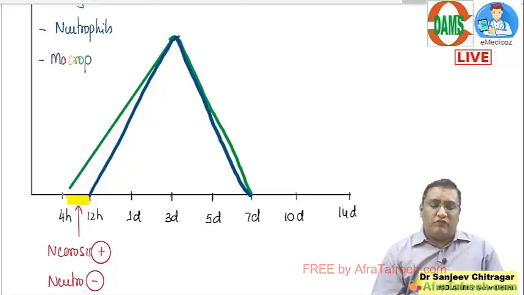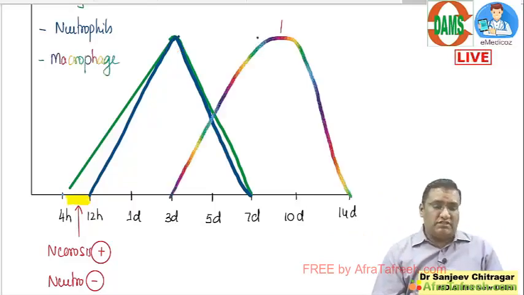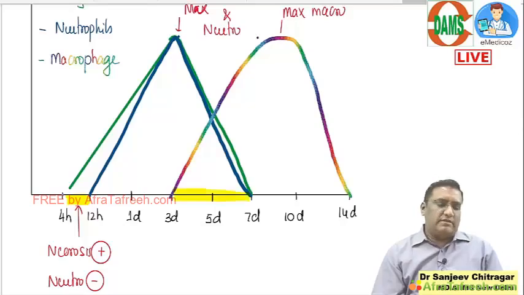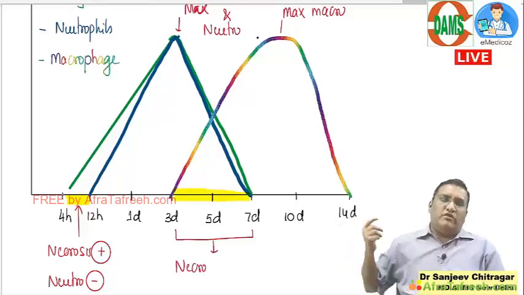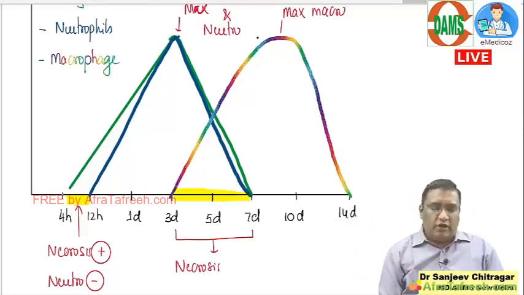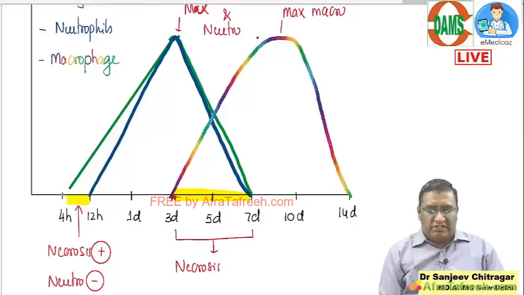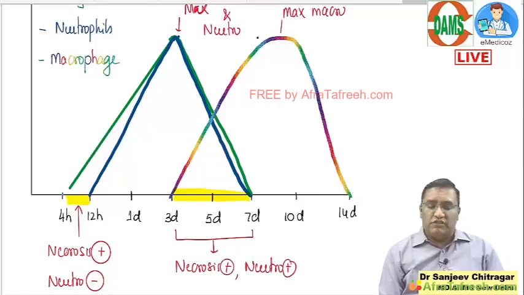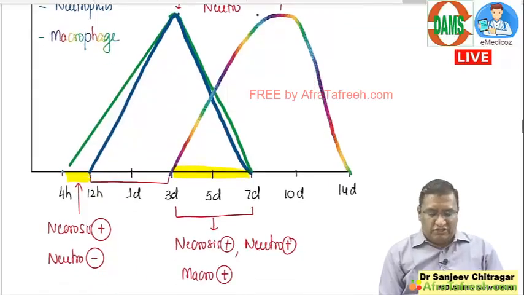So next are the macrophages. Macrophages will start somewhere around 3 days and reach a maximum somewhere between 7 to 10 days and start depleting after that. They become 0 by 14 days. Very important: from 3 days to 7 days, look at this graph, what will you see in the infarct? You will see macrophages, depending on their number. You'll also see depleting neutrophils and depleting coagulative necrosis as well. So you will see necrosis, neutrophils, and also macrophages. Everything you are seeing here.